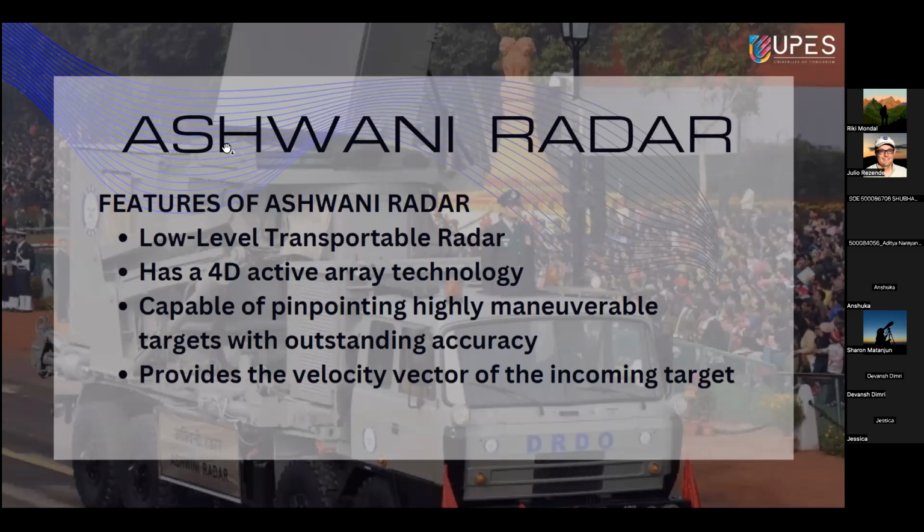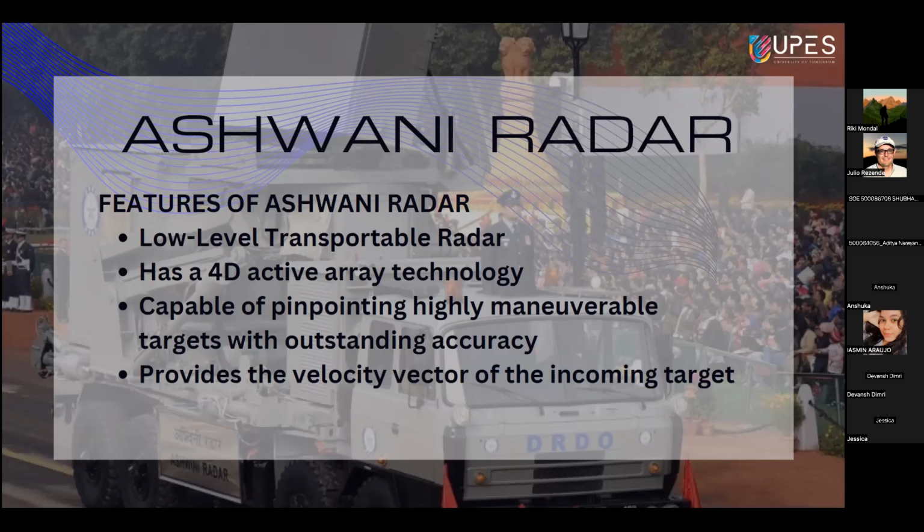Yes. So if we talk about the Ashwini radar, the features of the Ashwini radar: it is a low level transportable radar. Ashwini is a multifunctional system capable of pinpointing highly maneuverable targets with outstanding accuracy. Ashwini also provides the velocity vector of the incoming target, and that is why it is called a 4D radar. It provides situational awareness against high-speed fighter aircraft at ranges of up to 200 kilometers.